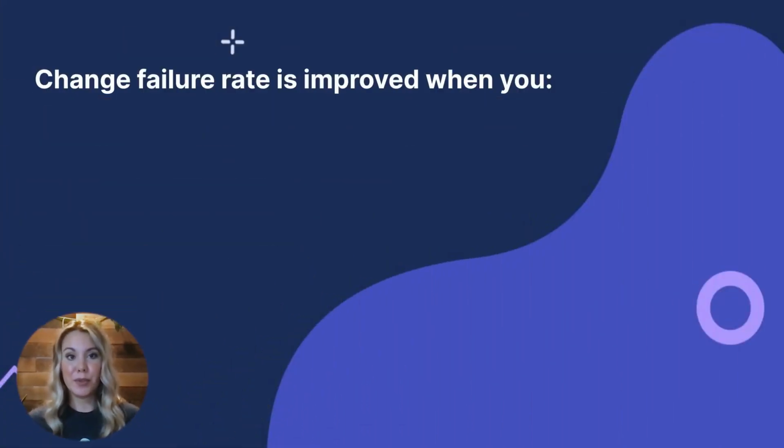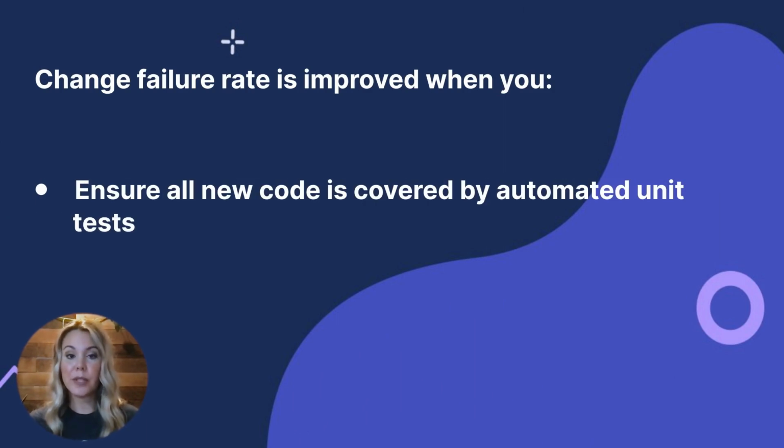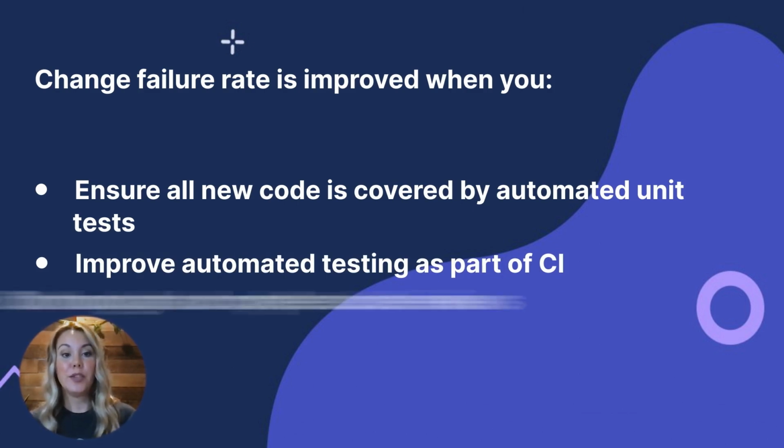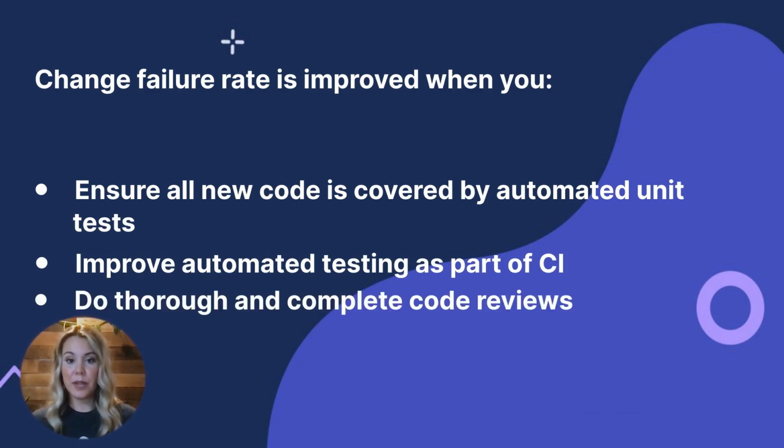Change failure rate is improved when you ensure all new code is covered by automated unit tests, improve automated testing as part of your continuous integration process, and do thorough and complete code reviews to help prevent issues being introduced into production. A great way to do this is to keep PRs small.